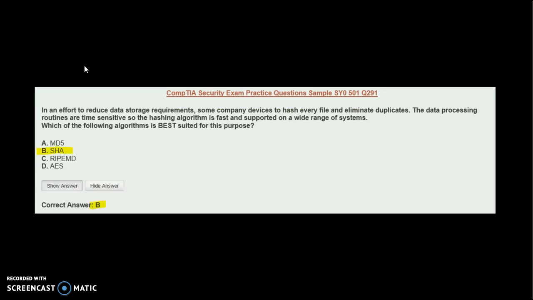In an effort to reduce data storage requirements, some companies decide to hash every file and eliminate duplicates. The data processing routines are time sensitive, so the hashing algorithm is fast and supported on a wide range of systems. Which of the following algorithms is best suited for this purpose? That is SHA.